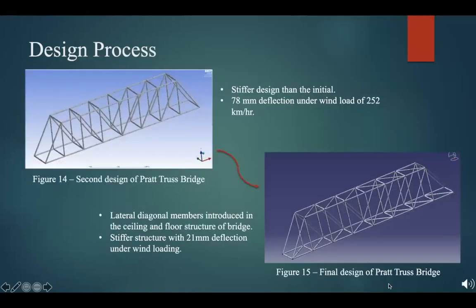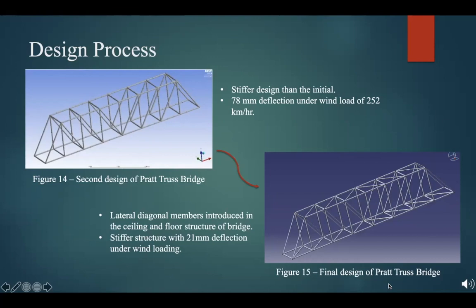Now moving on to the design process and load application. After applying the wind load on the new design, the deflection of the members was greater than 78 mm, which can cause the bridge failure. To make the bridge stiffer against the wind load, multiple diagonal truss members were created in the bridge ceiling and the floor section to reduce the major deflection in the top and the bottom members.